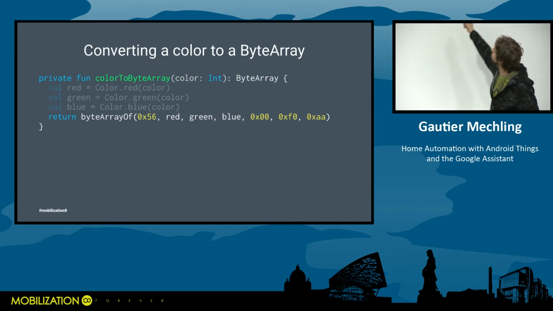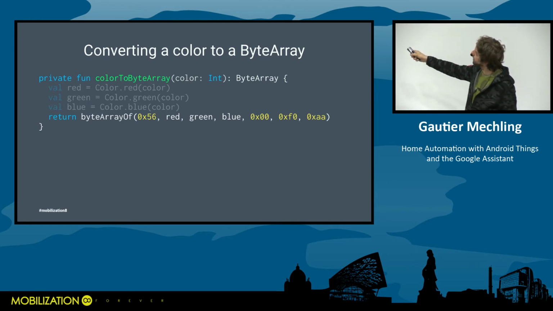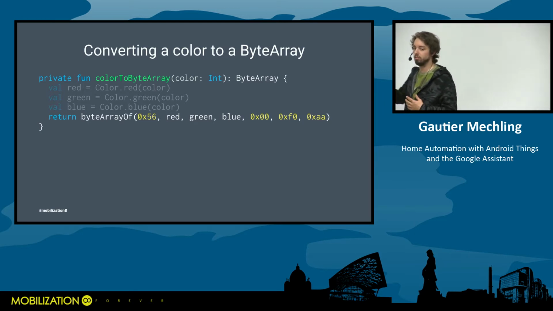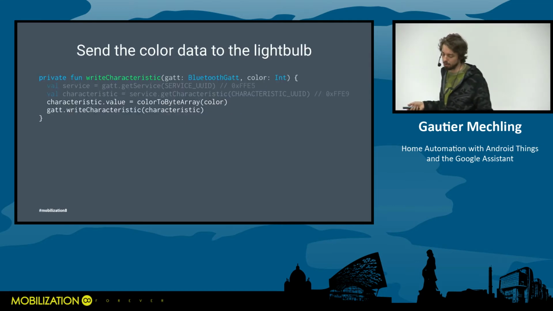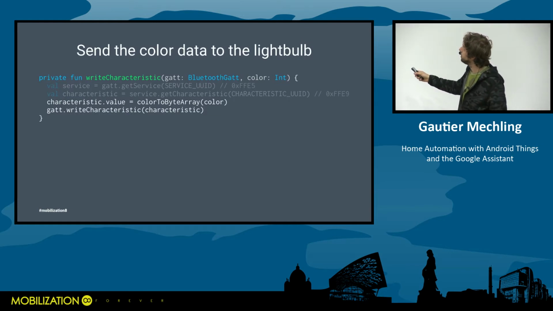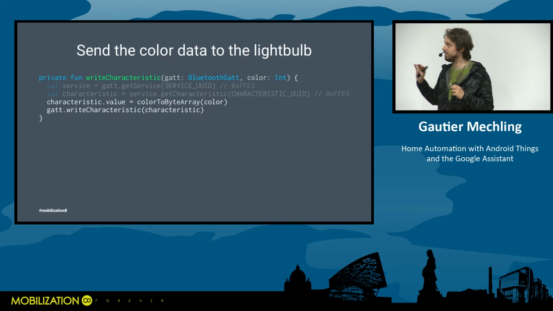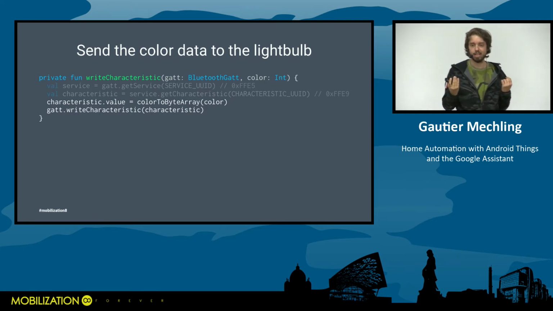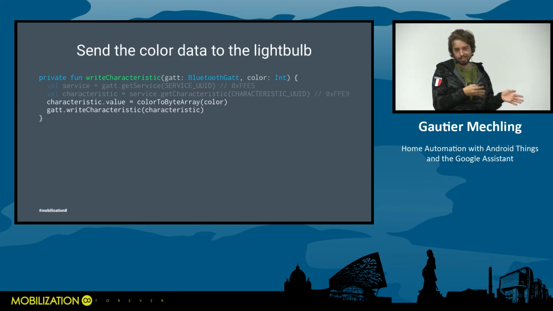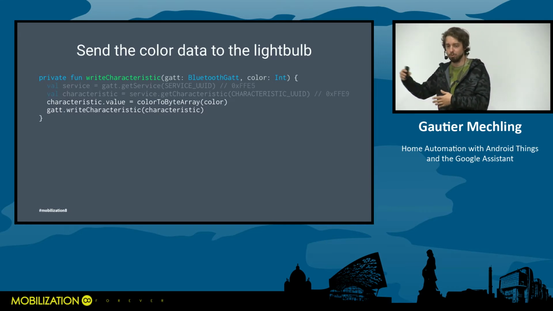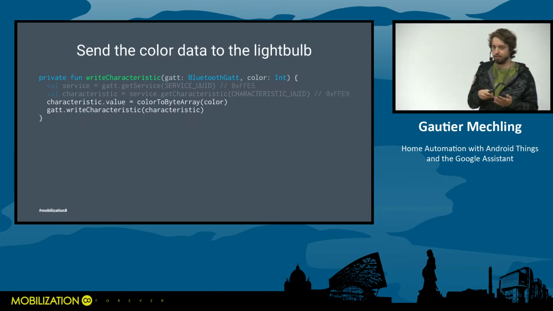So usually you take your color in an integer, you get the red, the green, the blue, you create a byte array: 56, red, green, blue, 0xF0AA. You have created a small Kotlin function to convert a color stored in an integer to a byte array compatible with the light bulb. And then you can write another method to send that byte array to your Chinese light bulb. And what is cool is that it's Android Things. Android Things is Android. So what you can do with Android, which is using the Bluetooth LE API, you can do the same on Android Things too.